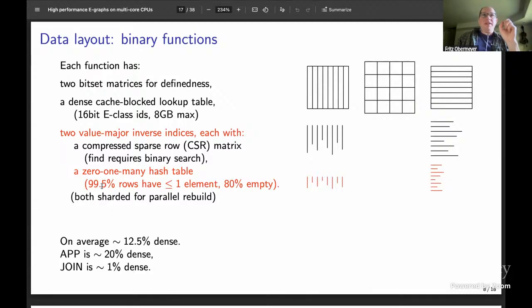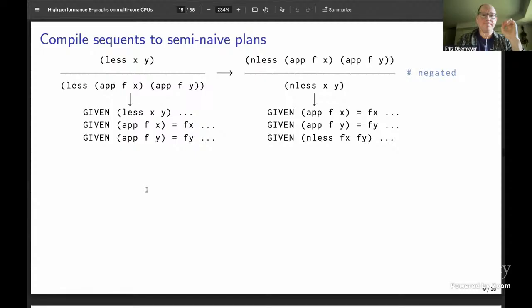If it's 1 entry, it can check that with again 1 L3 cache miss. And then if it's multiple entries, which happens in 0.5% of the cases, it can fall through to the CSR table. So that sped up the system by 5 to 10% at some memory cost. But again, I can do that because I could measure for this particular system exactly what the statistics were.